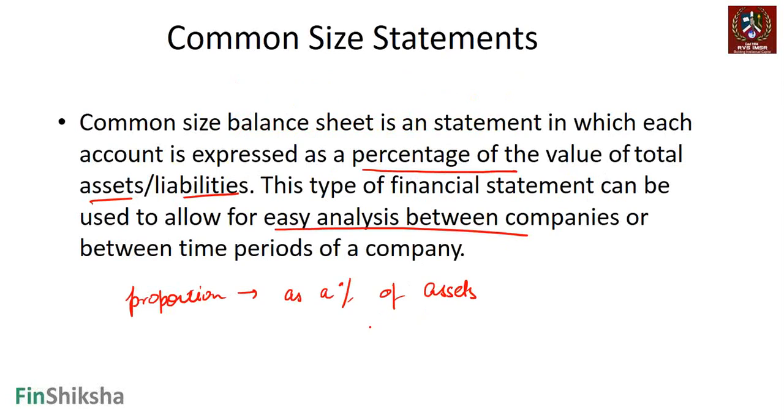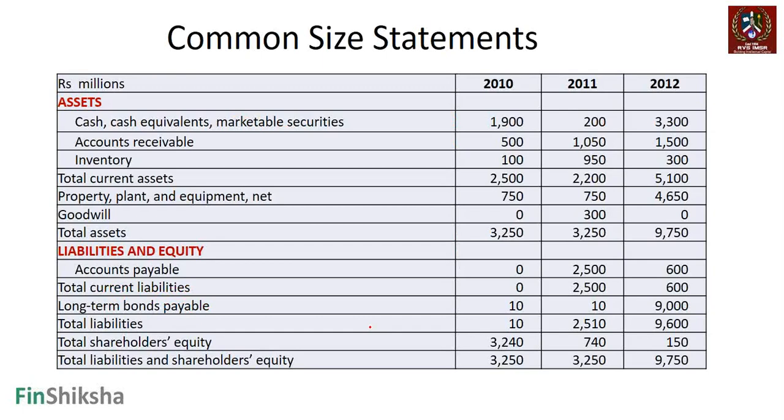How do they become important? Let's take a generic example. Let's assume there's a company which has assets and liabilities as given here, and we have, let's say, total assets of 3250 and total liabilities of 3250, and we have different numbers that are there. These are just hypothetical numbers. How do I find common size statements? So this 1900, every number has to be divided by the total assets number. So if I divide each of these numbers by the assets number, I get the percentage.